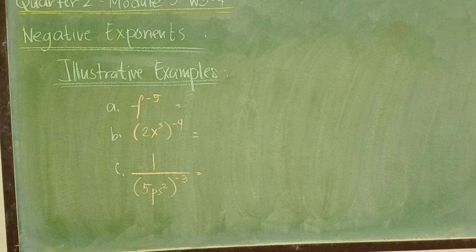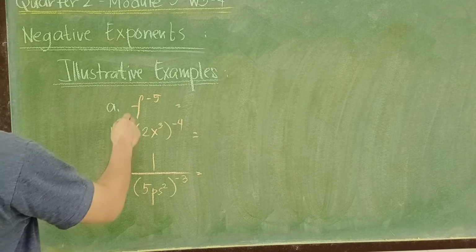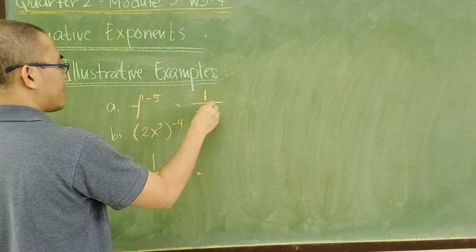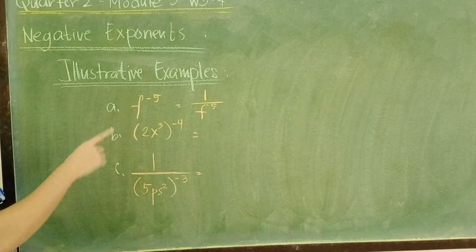So for our illustrative examples, para sa negative exponents, let's say we have a, which is f raised to negative 5. Again, kung naka-raise sa negative exponent, kukunin mo lang yung reciprocal. So yung reciprocal ng f raised to negative 5 is 1 over f raised to 5. Saan ang galing ng 1?